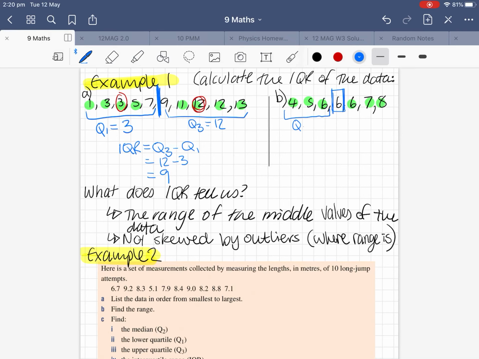And my lower half of the data is here, which shows me that my Q1, or median, is 5, the middle value, and my Q3 up here is 7. So the interquartile range for this set of data, Q3 minus Q1, is equal to 2.